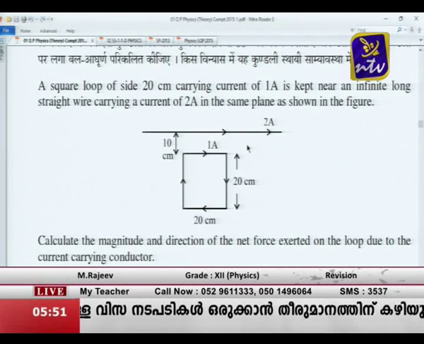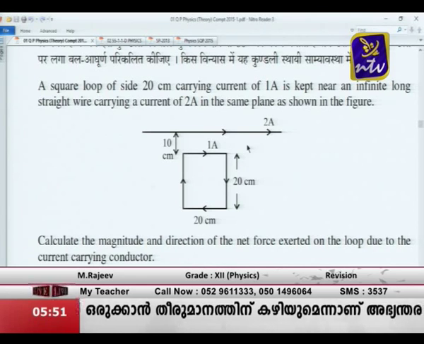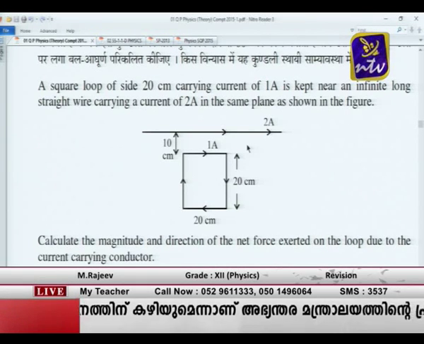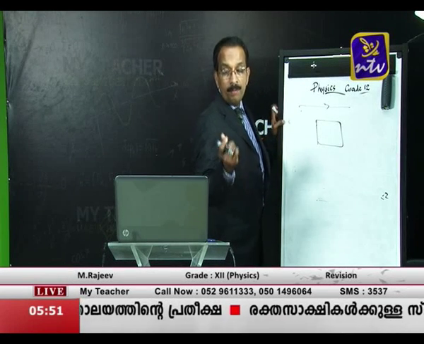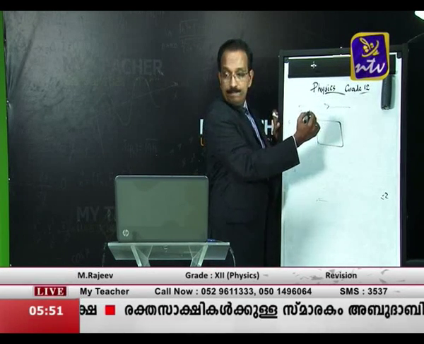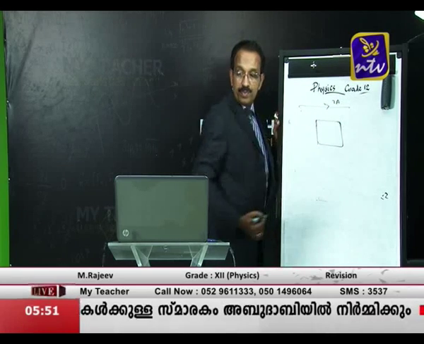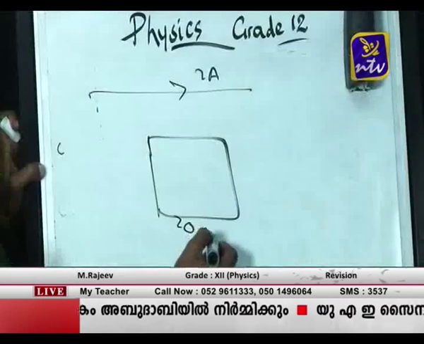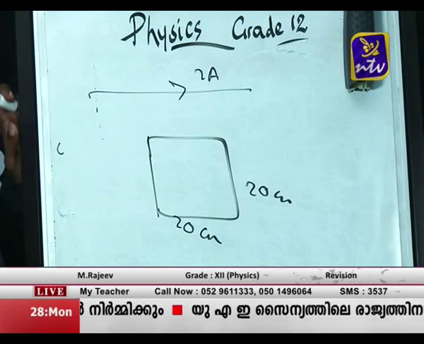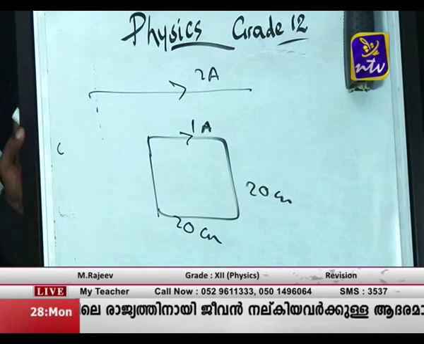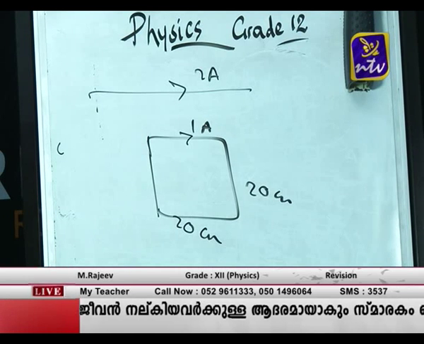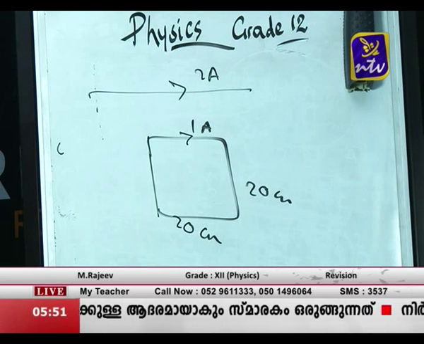Listen. I will quickly explain because we have to wind up the classes. Before that, I will just explain this question. Listen carefully. There is a straight conductor which carries current 2 ampere, and this is a square loop of side 20 centimeters. There is a current of 1 ampere flowing through this also. What you are going to find is the magnitude and direction of the net force exerted on the loop.